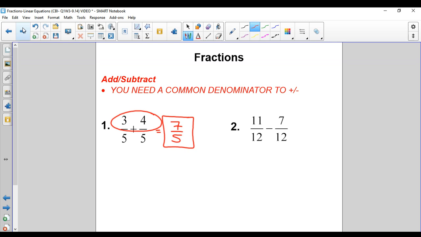Same deal here, 11/12 minus 7/12. Same thing on the bottom, just do the operation. When we have 11 minus 7, we get 4/12. This one we can reduce. 4/12 goes down by 4, and we get 1/3. That's the answer I want, not 4/12.